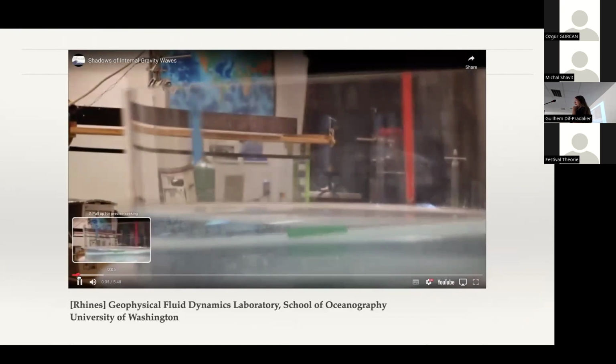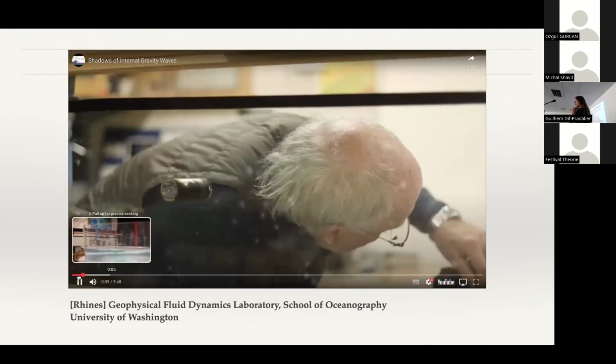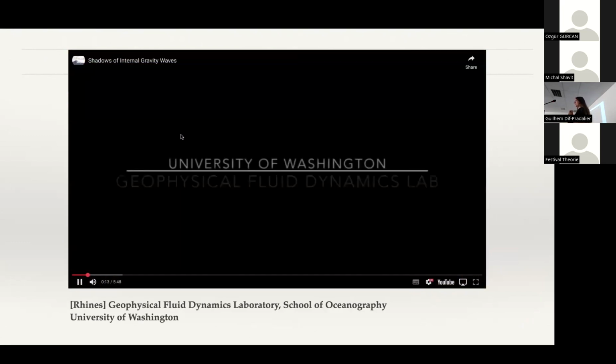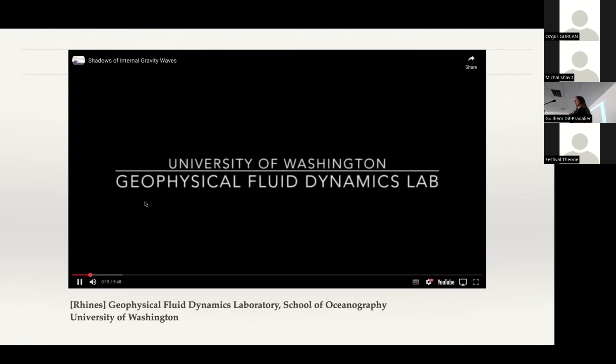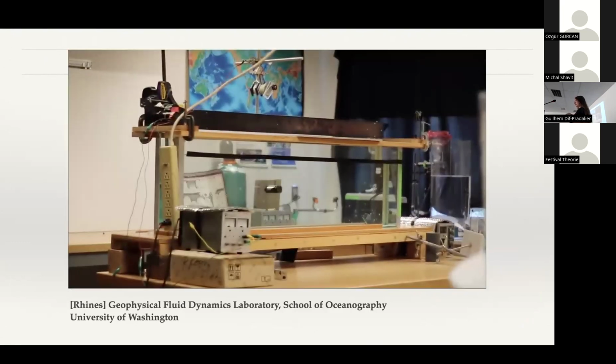I assume that most of you have never seen an internal gravity wave before, so I just wanted to show you. This is a nice experiment that will show you internal gravity waves. There's a water tank, and this tank is filled with layered fluid.